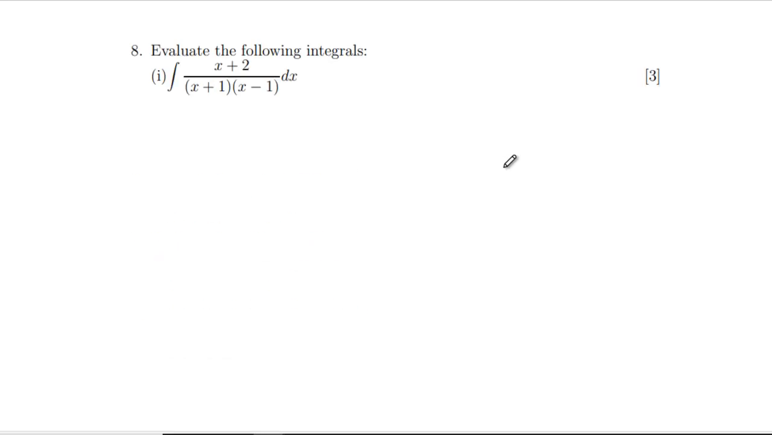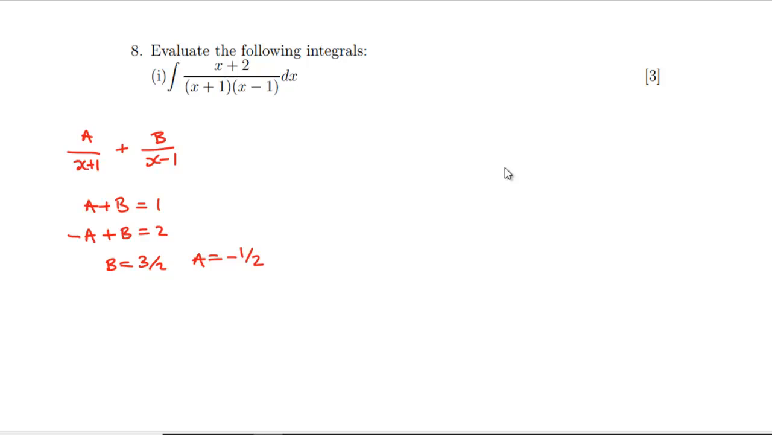Evaluate the following integrals. Right, here's integral number 1. Oh, this looks like partial fractions. They're only giving us 3 marks though. But it is going to be partial fractions, isn't it? So we've got a over x plus 1 plus b over x minus 1. So we're going to have that a plus b is equal to 1 because that's our x's. And then we've got minus a plus b is equal to 2. So b is going to be equal to 3 over 2, and a is going to be equal to minus a half.